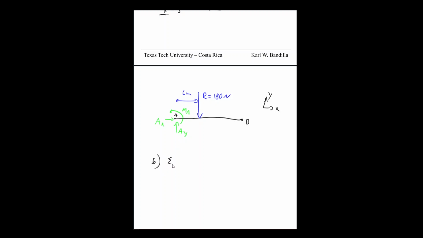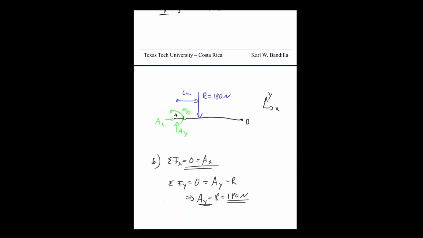So if we do sum of forces in the X direction equal to 0, well, we only have AX going in the X direction. So that means no force in the X direction. If we say sum of forces in the Y direction equal to 0, well, then we get AY positive upward. We get R going downward. So that means AY equal to R equal to 180 Newton.